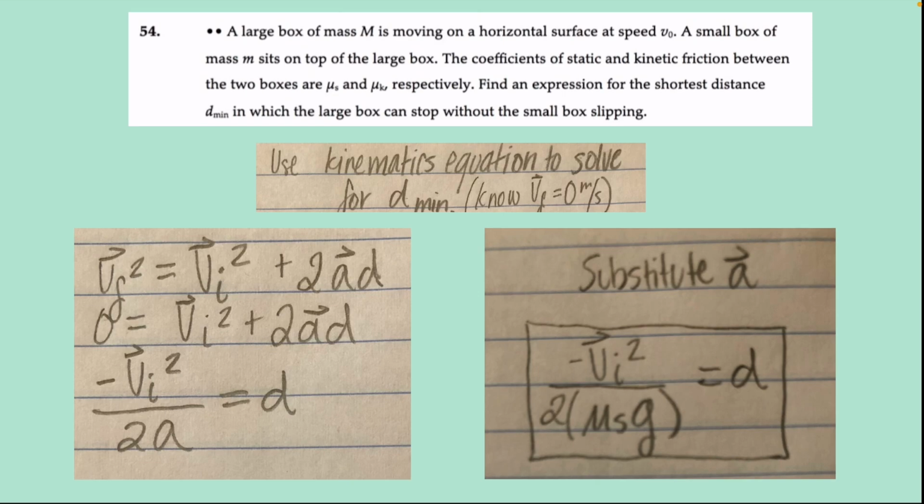If you're confused why it's negative, if you were to replace g with negative 9.81, the negatives would cancel. So in my situation this is actually going to be a positive displacement. So that is the answer to this problem: the minimum distance in which the large box can stop without the small box slipping.